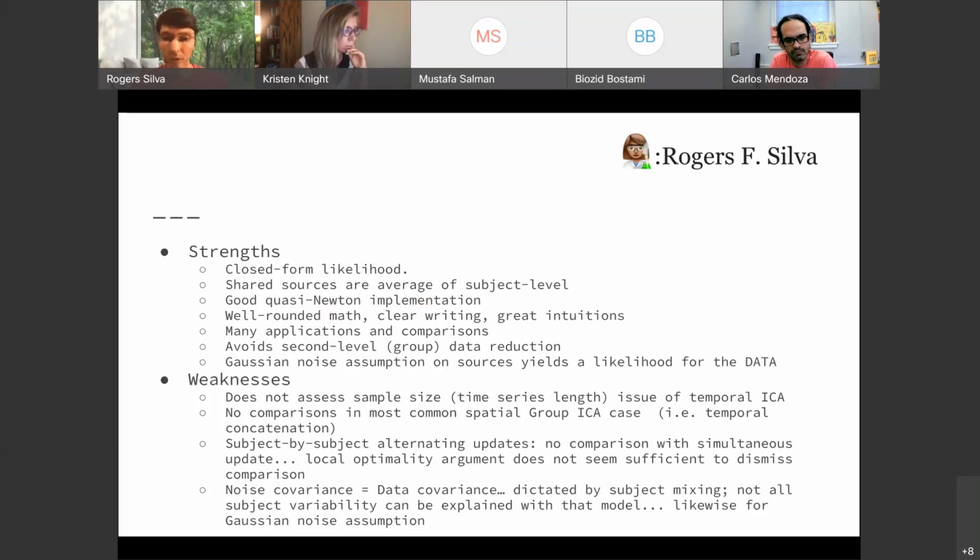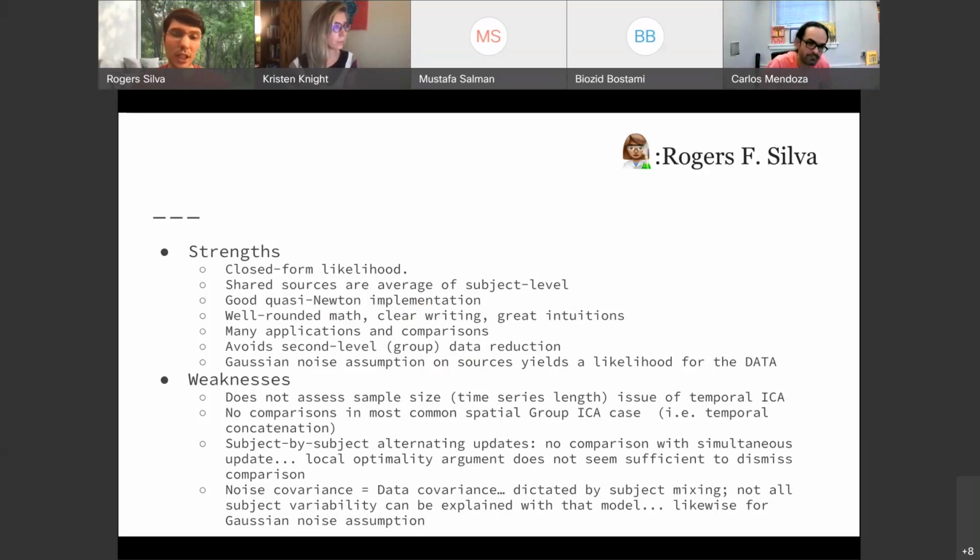Along those lines, I didn't see comparisons with the more traditional spatial group ICA case. Would have liked to see a comparison there, just to see what kind of source variability comes out of it at the subject level.